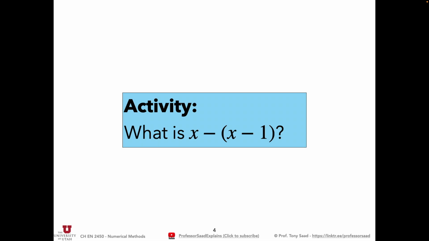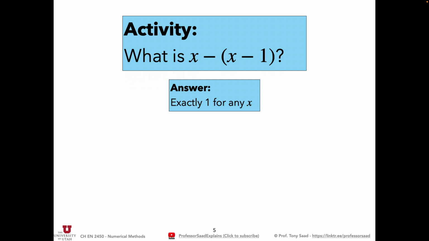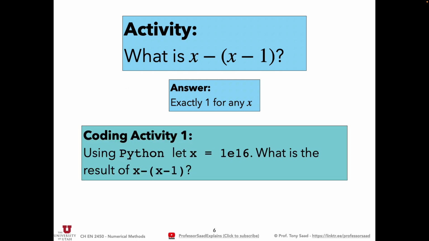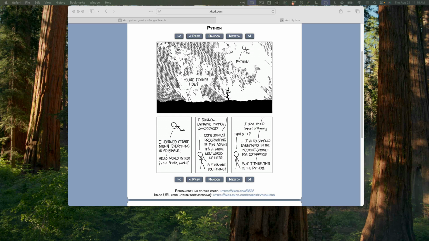Okay, so the first activity: what is x minus x, and I'm asking you, what is x minus x? It's 0, right? Exactly 0 for any x. So let's go ahead and do this in Python. Open up your Jupyter notebooks. We're going to put x minus x, try it with a few values for x, and then do it for 1e16, so 10 to the power 16.